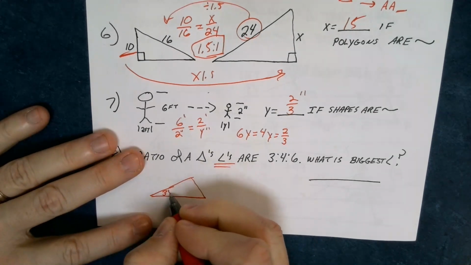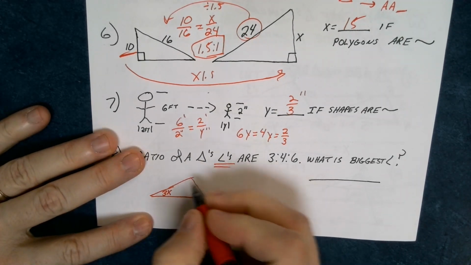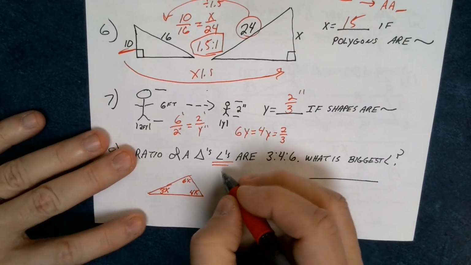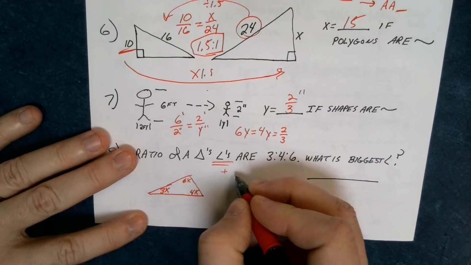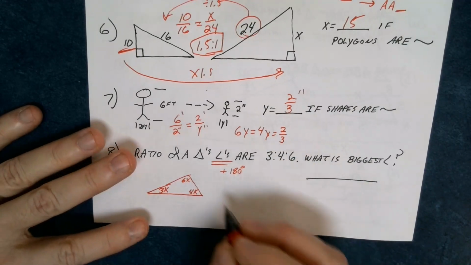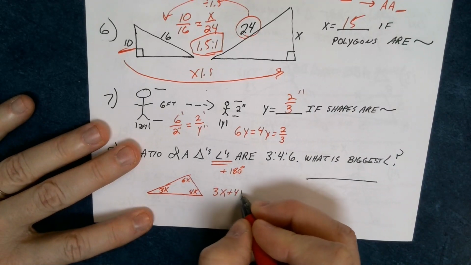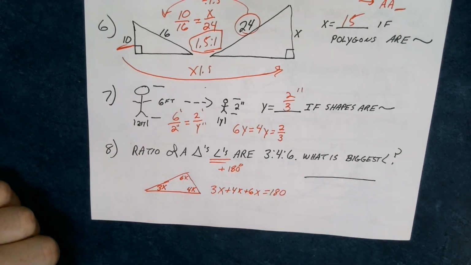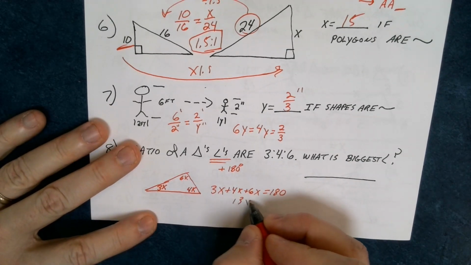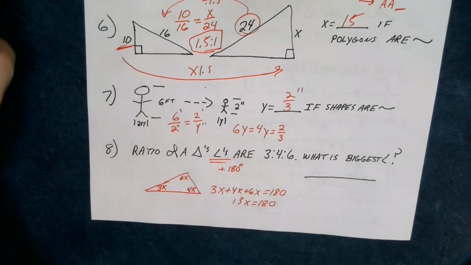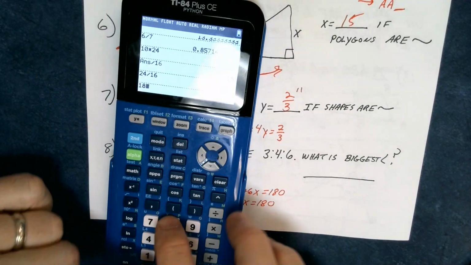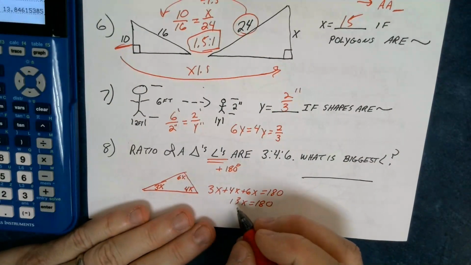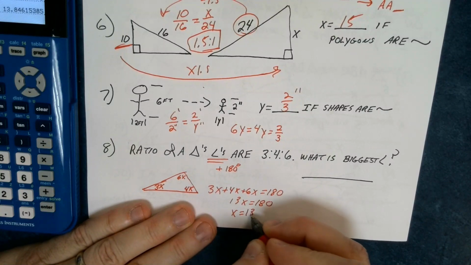So that's in a 3x to 4x to 6x ratio. And since it's angles, we know that all the angles add up to 180 degrees. So I can write 3x plus 4x plus 6x equals 180. And then I get 13x equals 180. And I take my handy dandy calculator and I go 180 divided by 13, and I get x to be 13.84. Please, please, please do not write that in the blank.